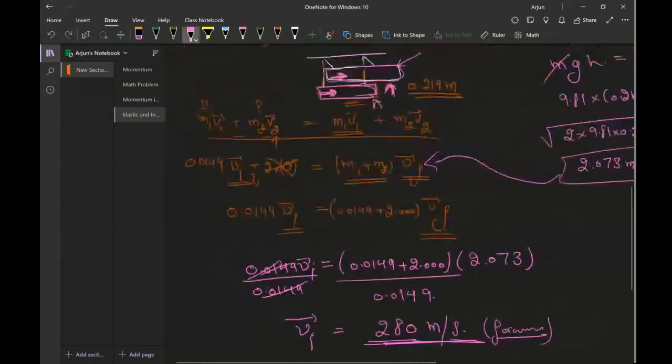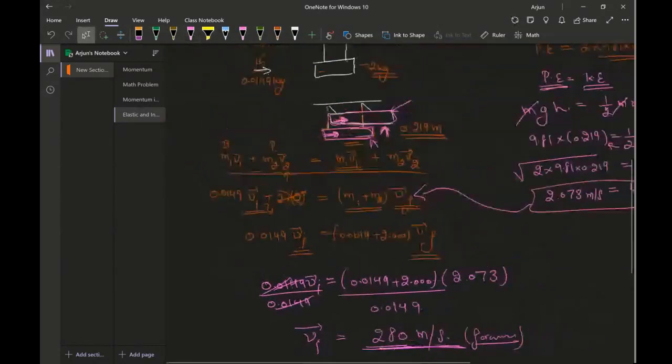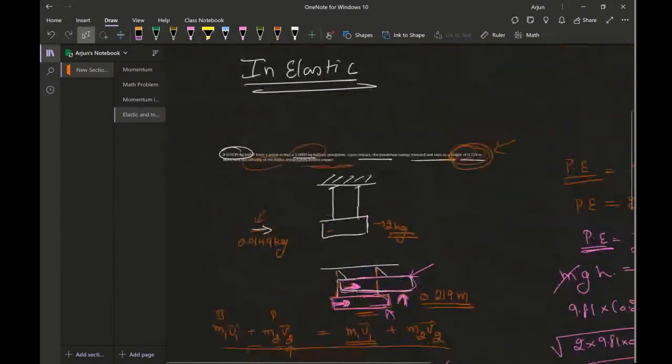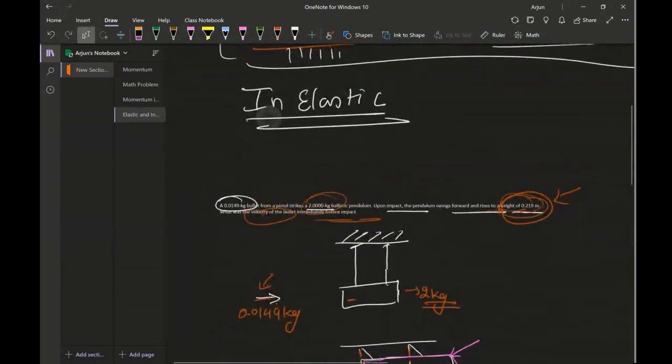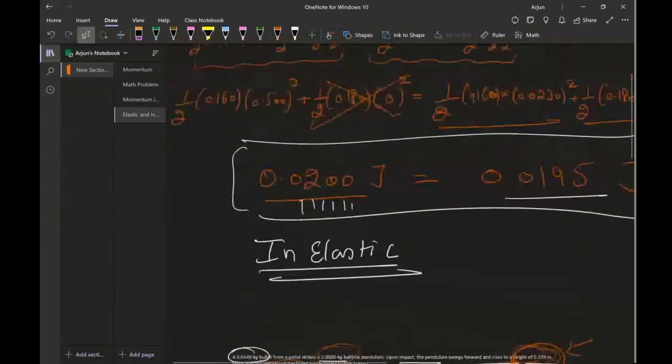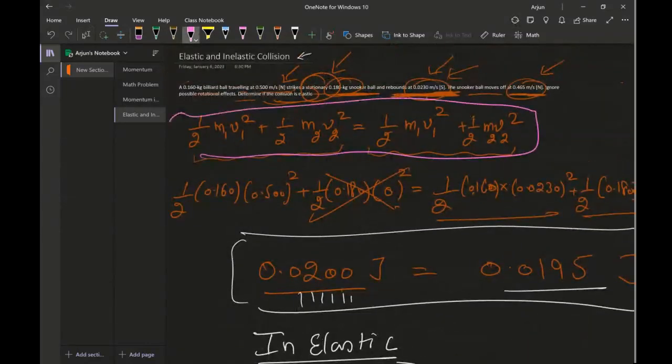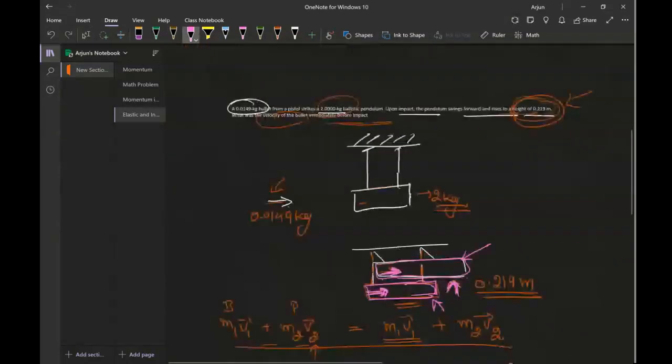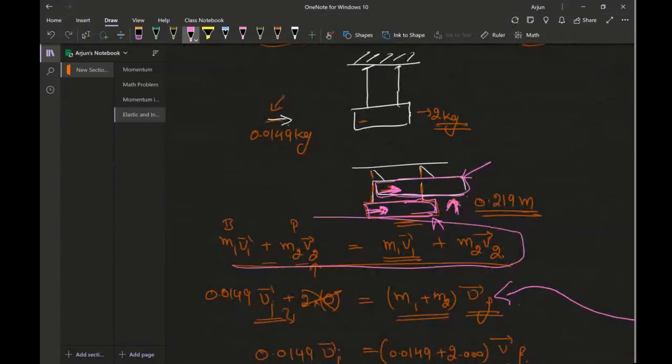So hopefully you get an idea about how to approach these questions. Again, one more time, if you are asked to find out, or it is given, that the collision is elastic, then only are you going to use this equation. Otherwise, stick to the other equation, the conservation of momentum equation. You can use it anywhere. So that's about it.